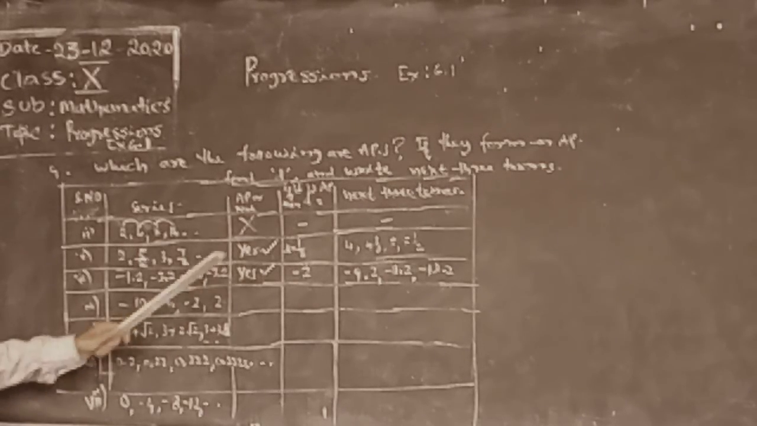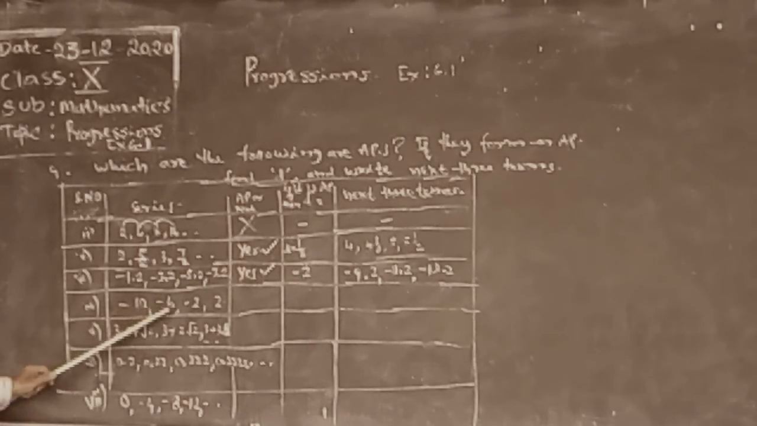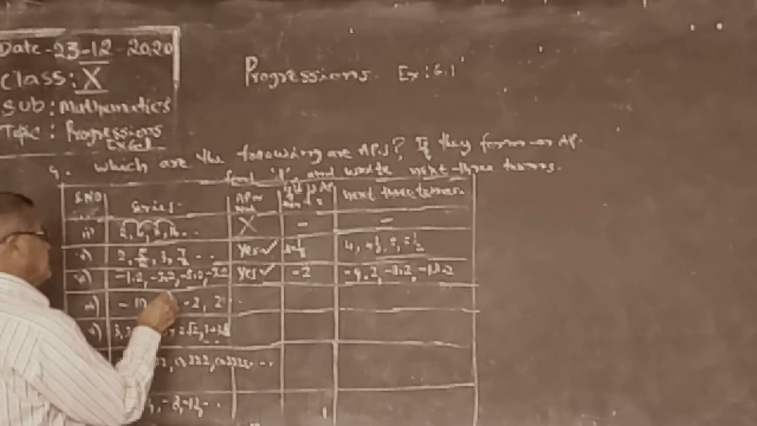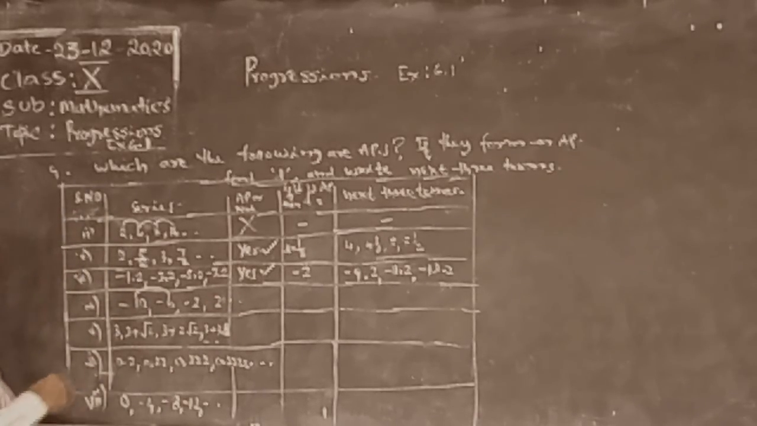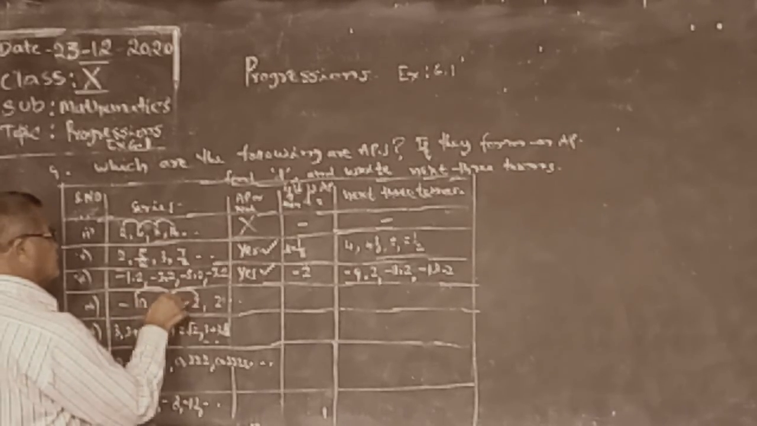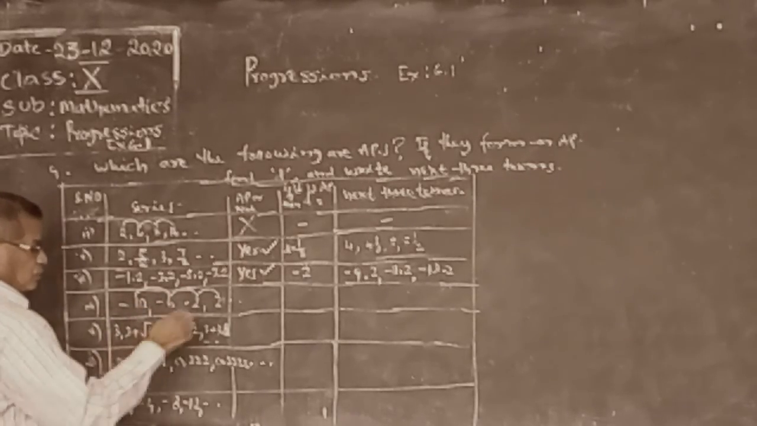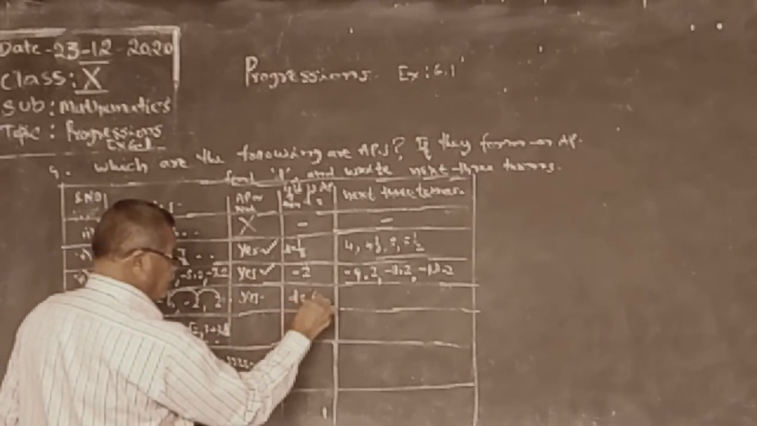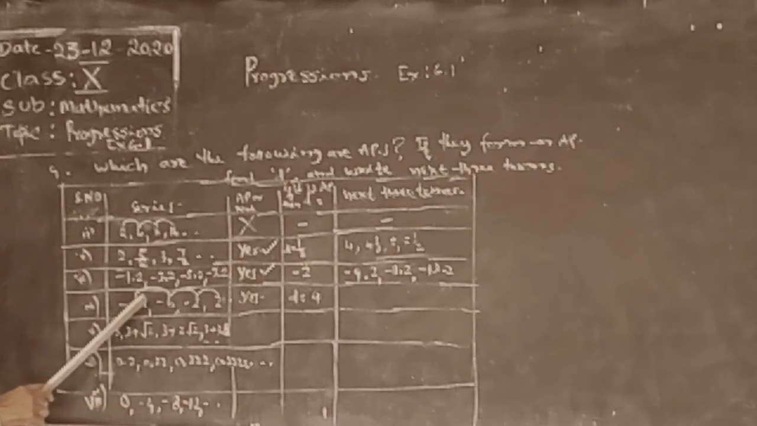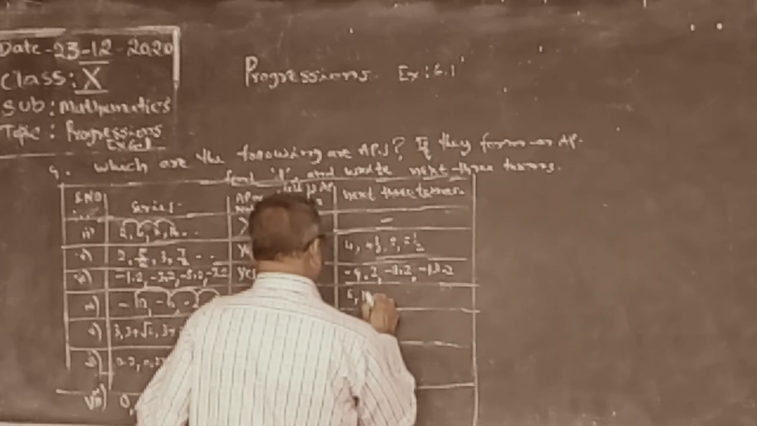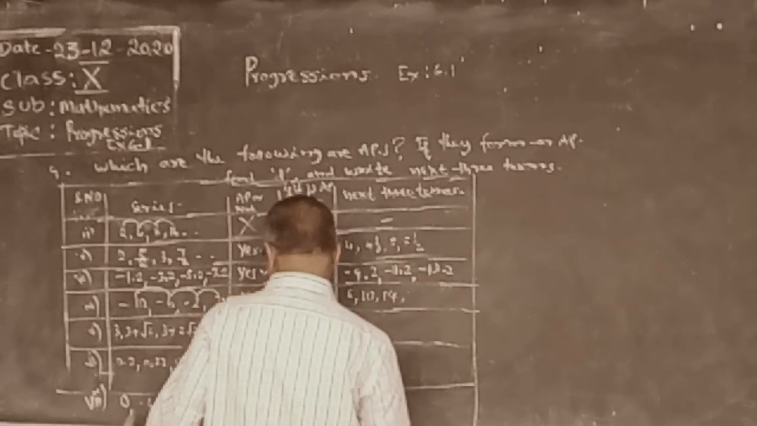Next: minus 10, minus 6, minus 2, plus 2, and so on. Here the difference is the same: 6 minus 10, plus 4, plus 4, plus 4. So this is yes, the difference is plus 4. Now 2 plus 2, plus 4, plus 6, 6 plus 4 is 10, 10 plus 4 is 14.